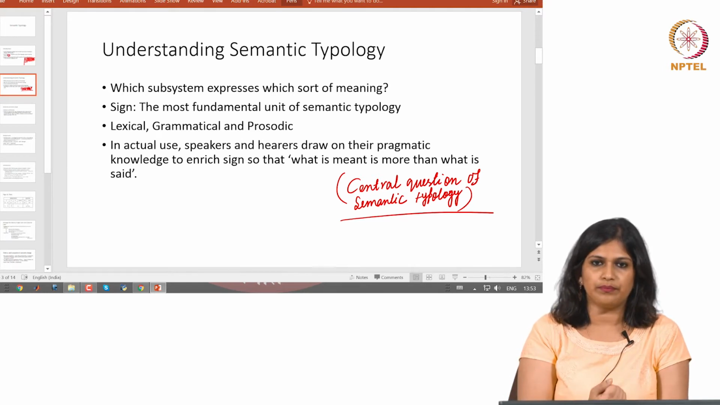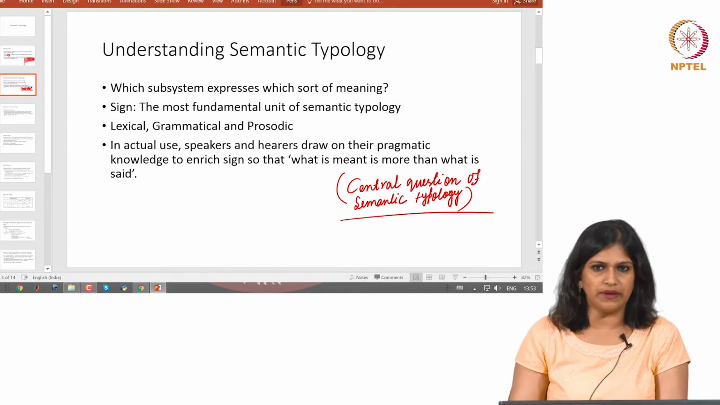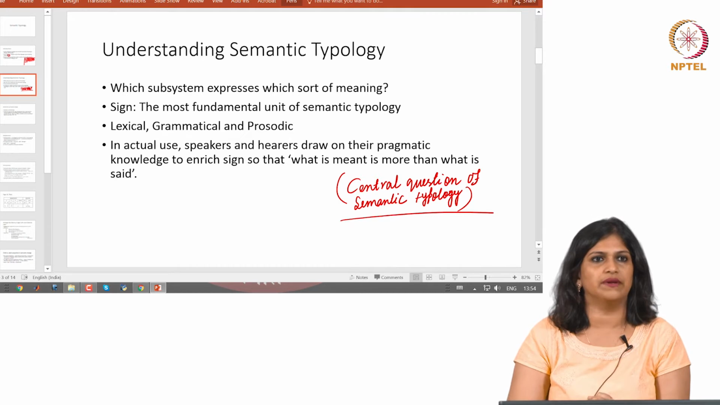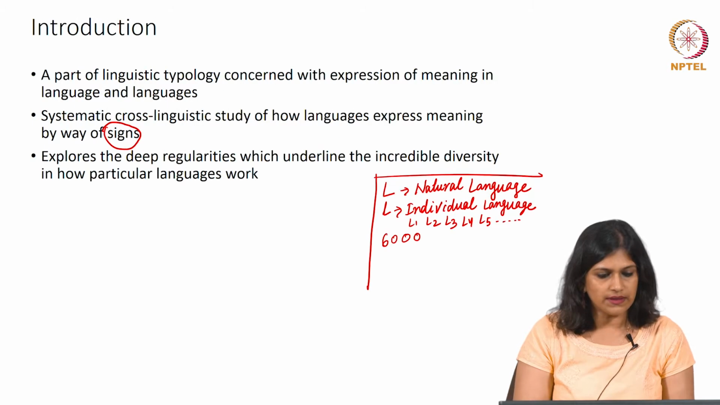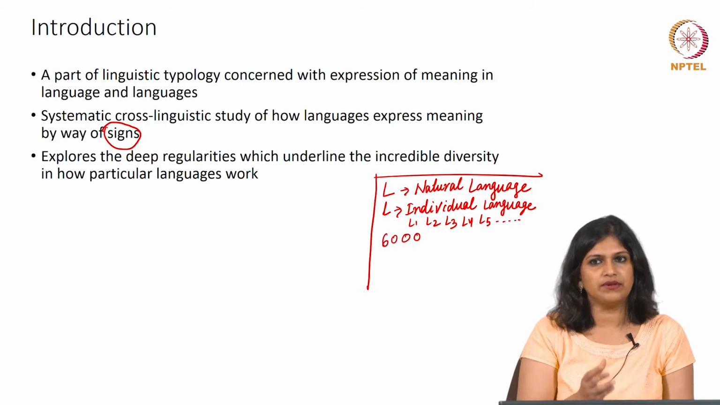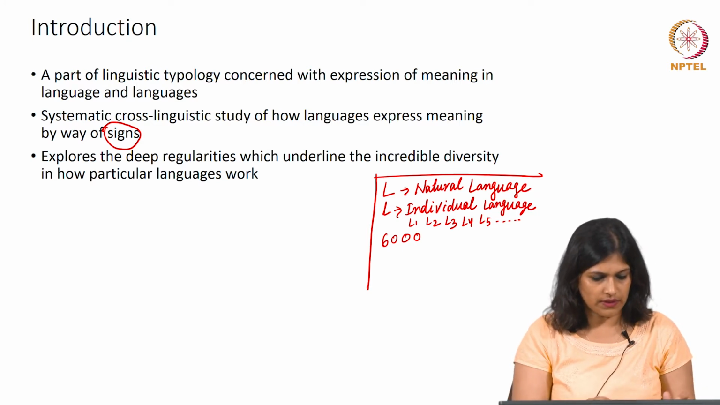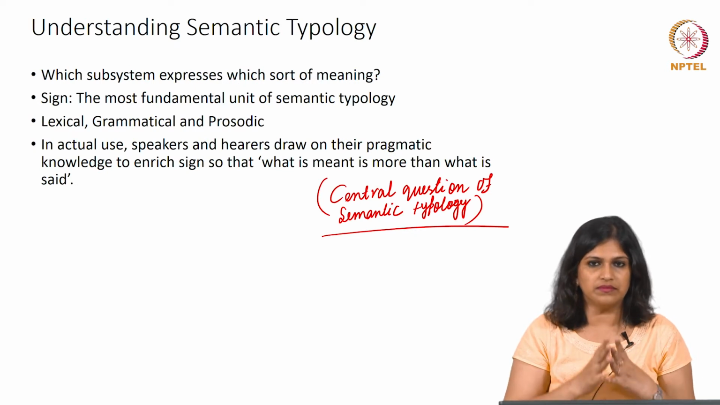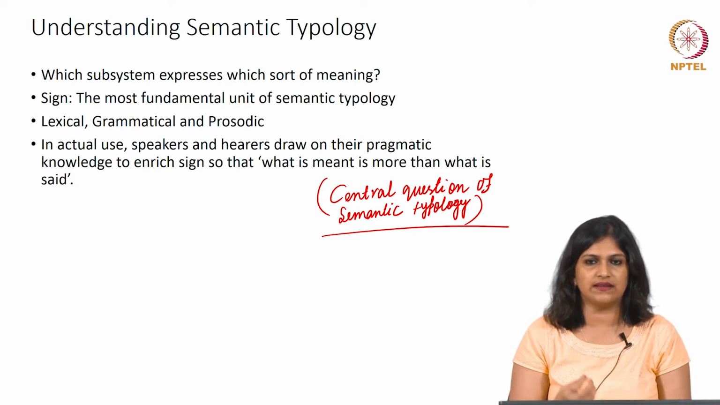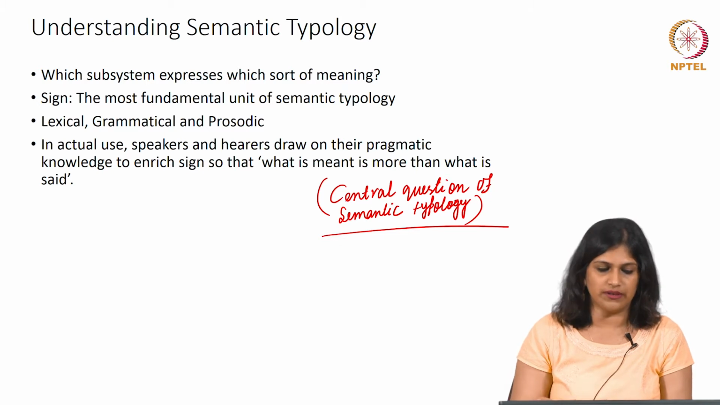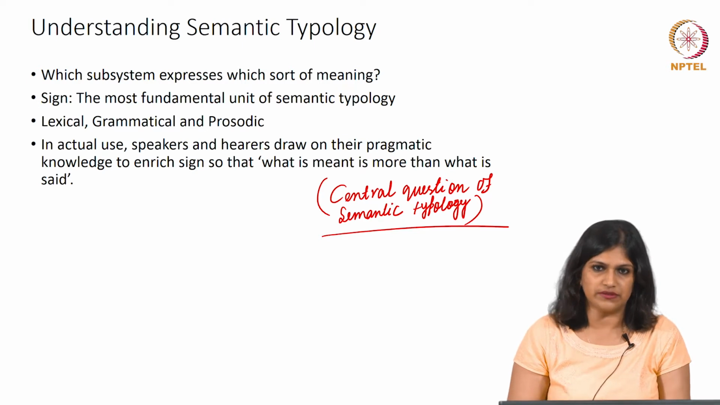So what is the primary question, what are the subdomains, and what are the different ways by which typologists have been working so far. Okay. So let's take up the issue of semantic typology from these introductory concepts. Now we realize that the sign, or the linguistic sign, is the most rudimentary or fundamental unit of semantic typology, and this can be studied in three different domains. We can study it as lexical sign, grammatical sign and prosodic sign.